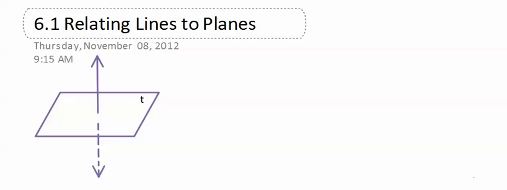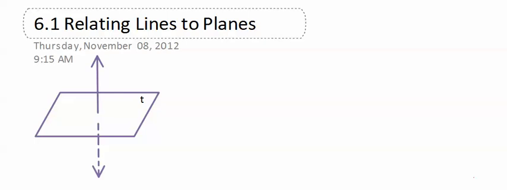In Chapter 6, we'll be exploring more proofs, but in this chapter, we'll be exploring more three-dimensional planes and figures and that sort of thing. To start the chapter off, we're going to start with 6.1, relating lines to planes. A couple of definitions.